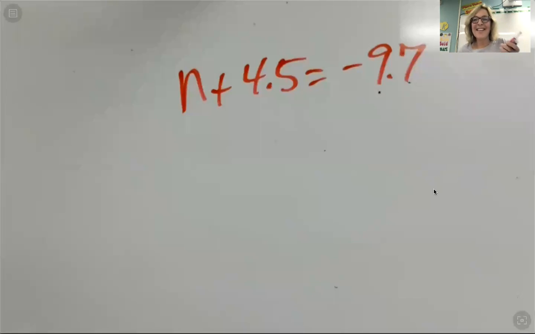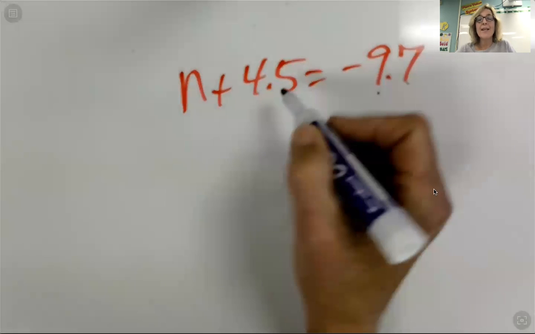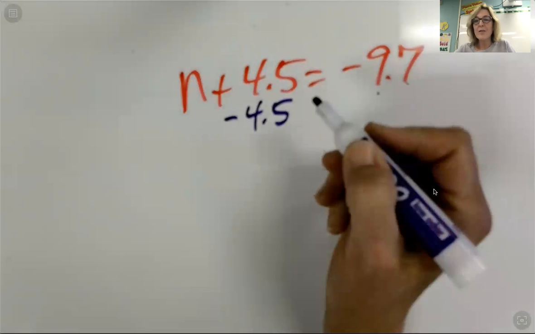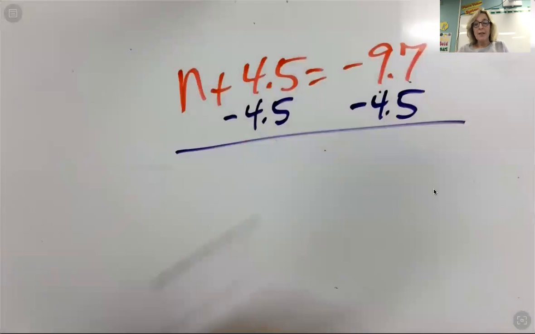Okay, let's try that again. Here we go. First problem is n plus 4 5/10 equals negative 9 7/10. So our goal is to find the solution to the equation, which is the value for n that makes this a true equation. So we want to isolate n. So we need to create a zero pair with this 4 5/10, and we do that by subtracting 4 5/10. And if we're going to do that on one side of the equation, we do it on the other side of the equation also. Okay, so now on the left-hand side, this creates a zero pair.